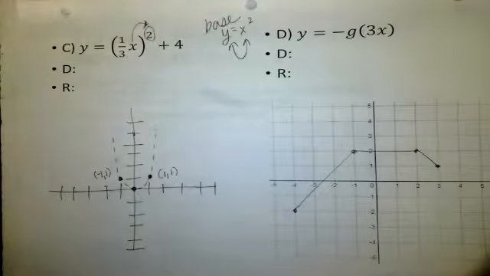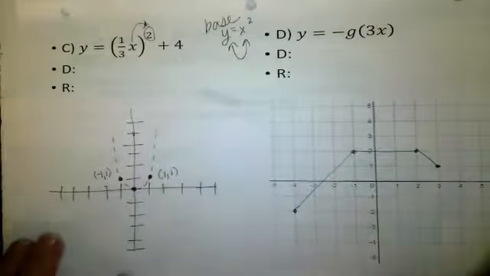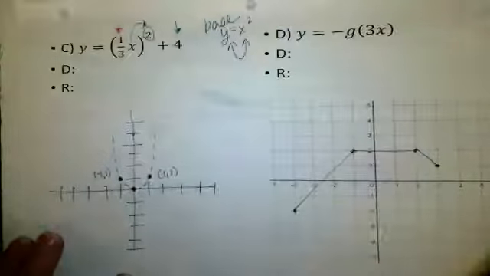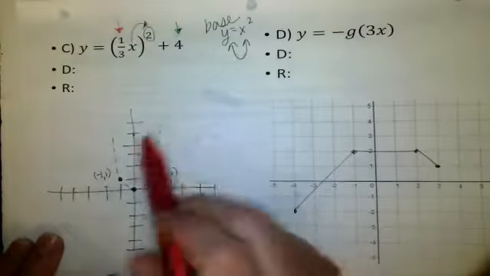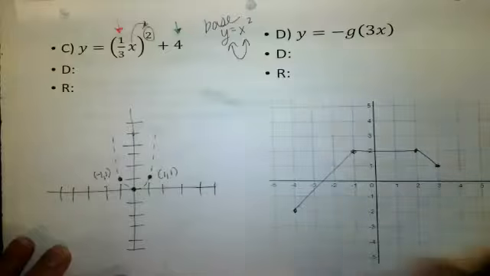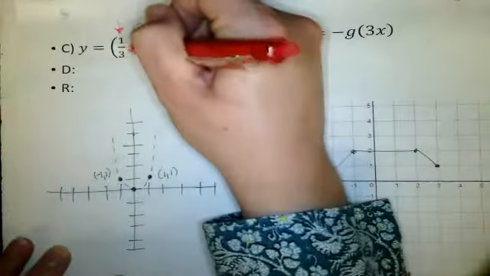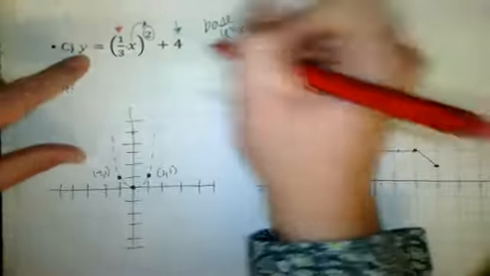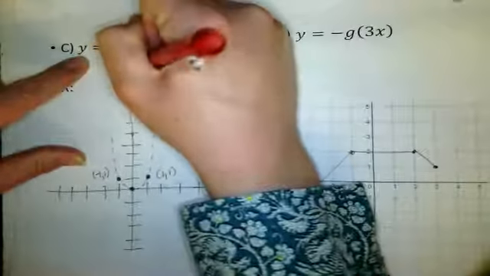How many transformations do you see? 2 transformations. So we have the 1/3 and we have the 4. Which one do we need to do first? Yeah, the inside. Inside with x is a product, so we need to worry about multiplication before we do any adding or subtracting. So again, you have to flip your fraction.